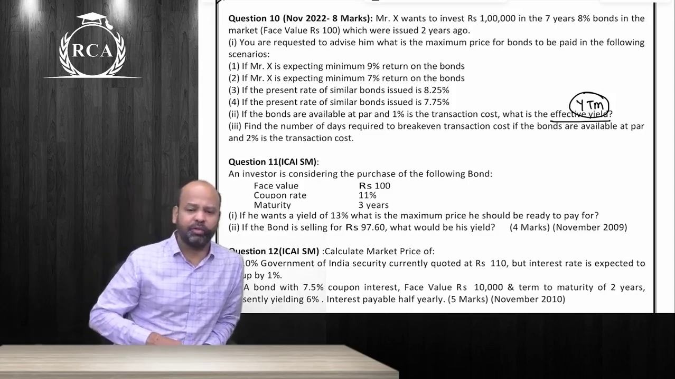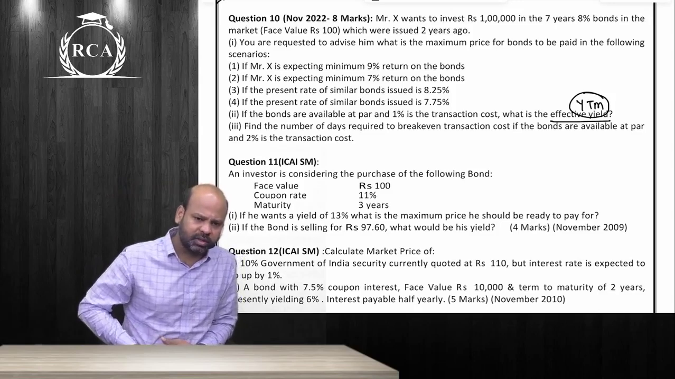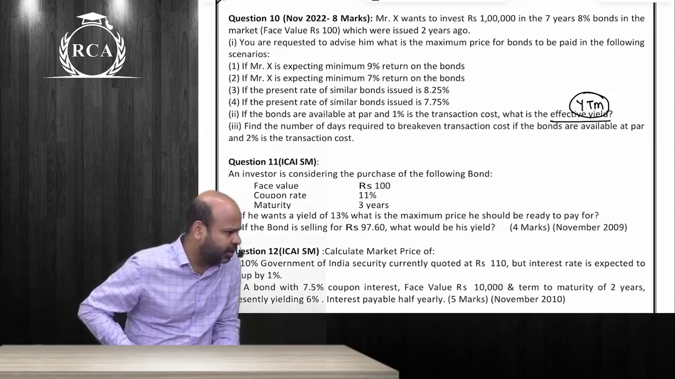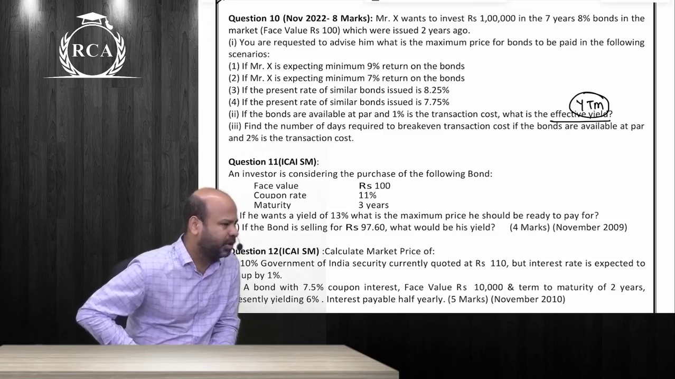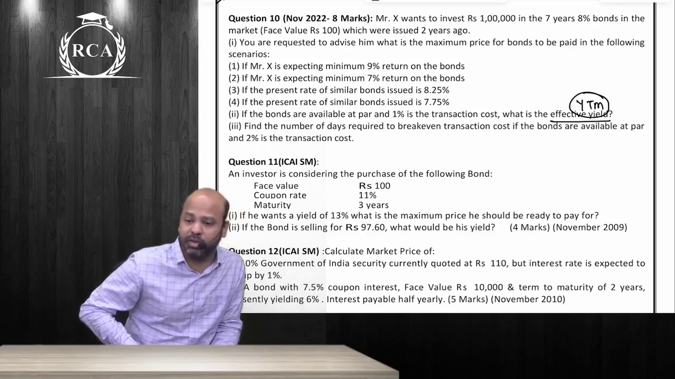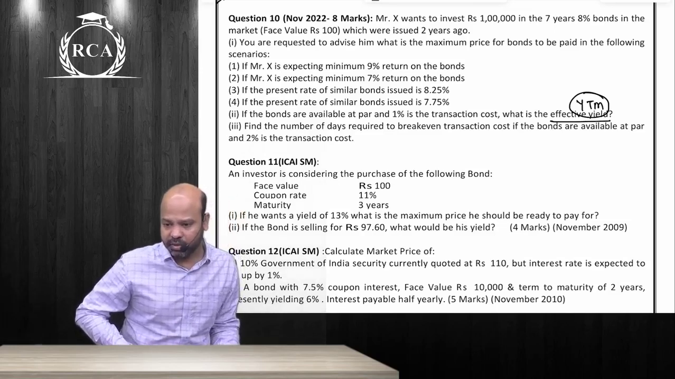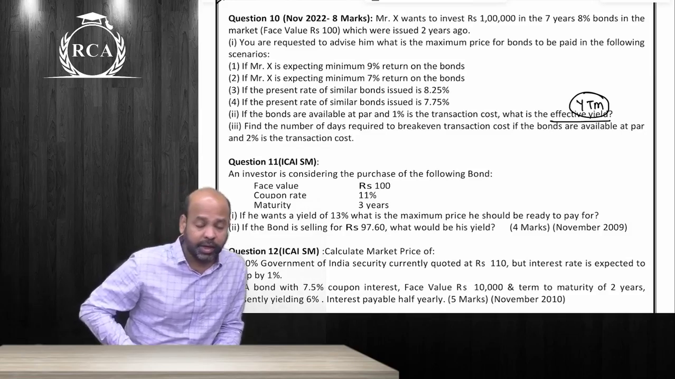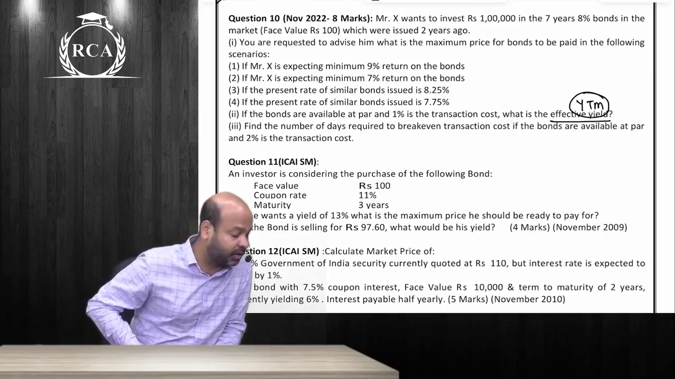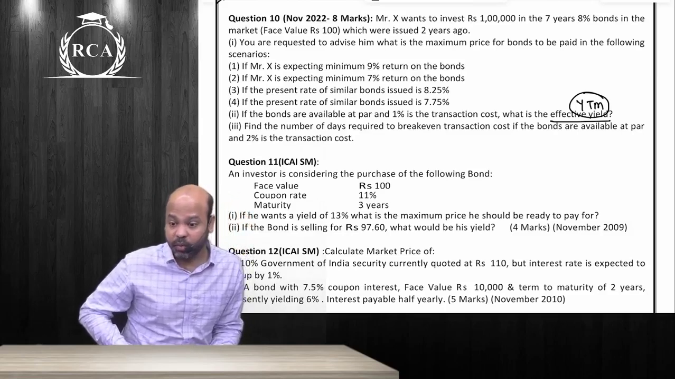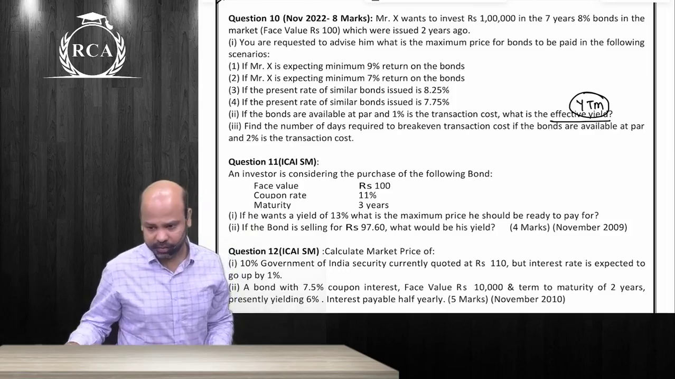Break even means you have to recover your transaction cost as such. The transaction cost is 2 rupees. In how many days will you be recovering a coupon of 2 rupees if your annual income is 8 rupees? You are generating 8 rupees over 365 days. To recover that 2 rupees proportionately, you will write 365. So 8 rupees is to 365 days, 365 into 2 divided by 8. That will give us the number of days required to break even.